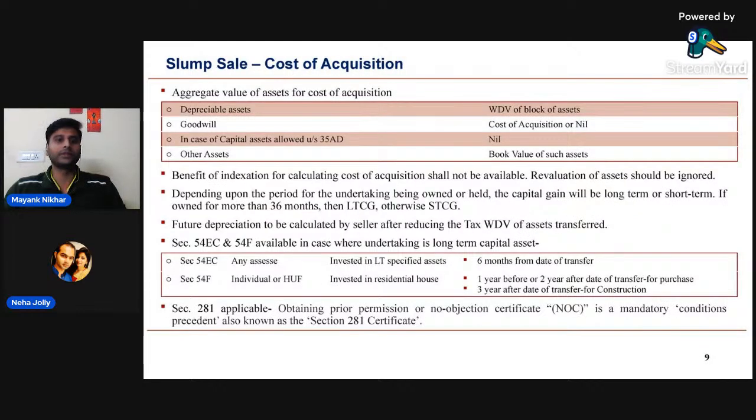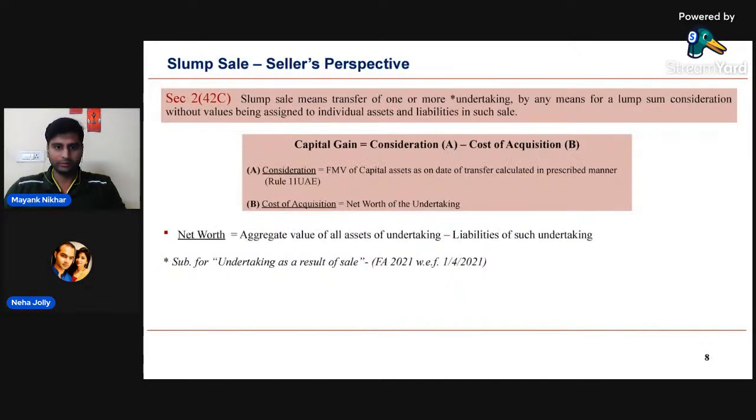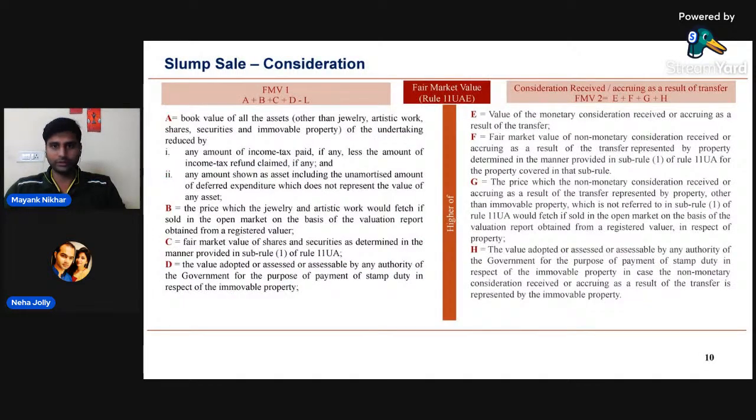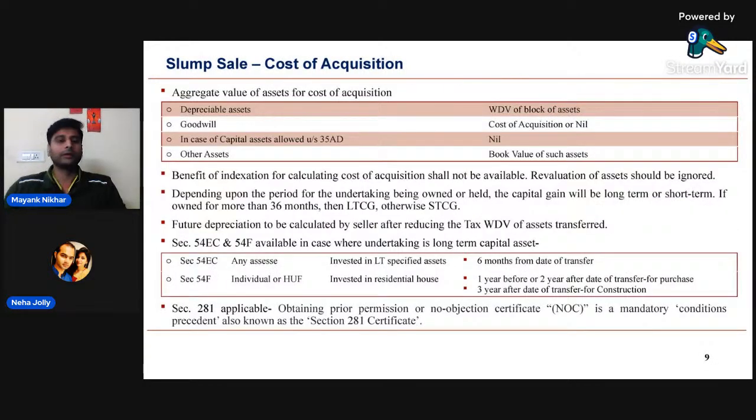So, for cost of acquisition, the rule says if it is a depreciable asset, the WDV of the block of assets shall be considered. Aggregate value of all assets. So under those assets, if we have a depreciable asset, you'll have to take the WDV of the block of assets. For goodwill, unless the goodwill is bought from a previous owner, it has to be considered at nil value.